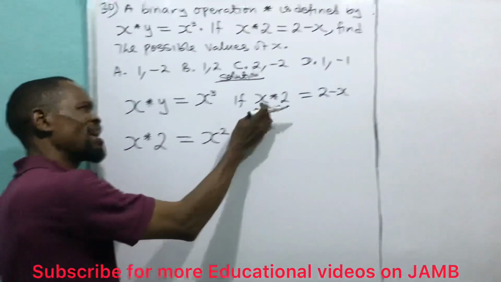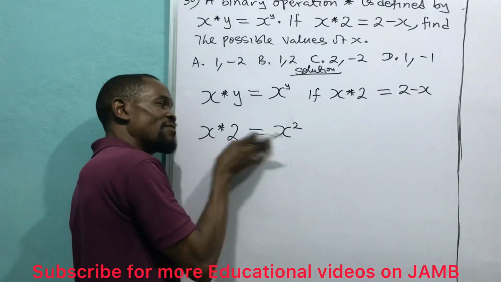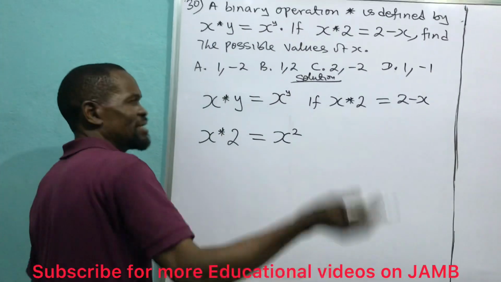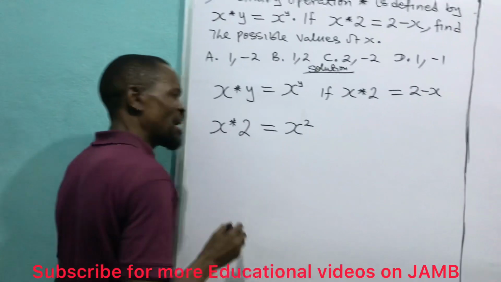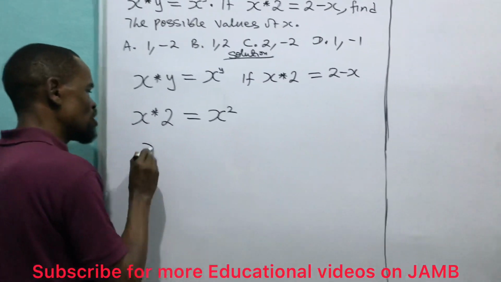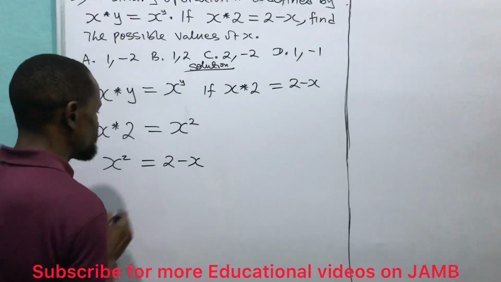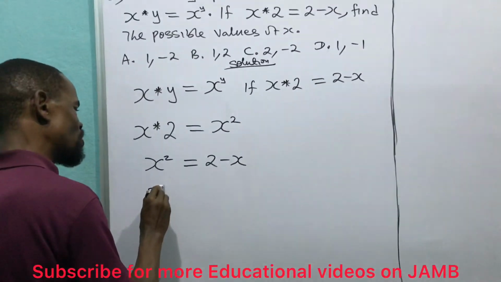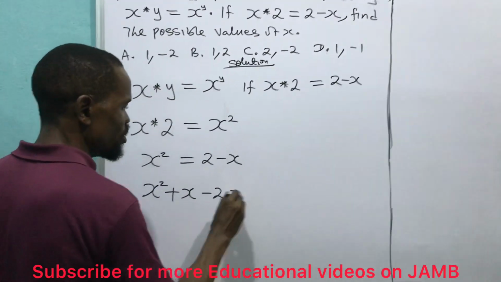That implies, after putting in the equation, this is equal to this, and the same this is equal to this, so I can equate this to this. I have that 2 minus x squared is equal to 2 minus x. I can now bring it to say x squared plus x minus 2 is equal to 0.